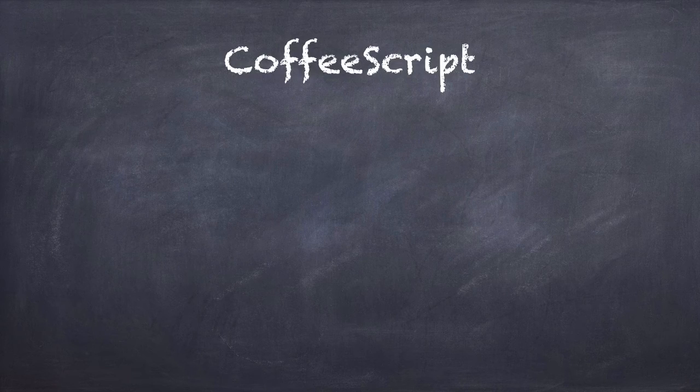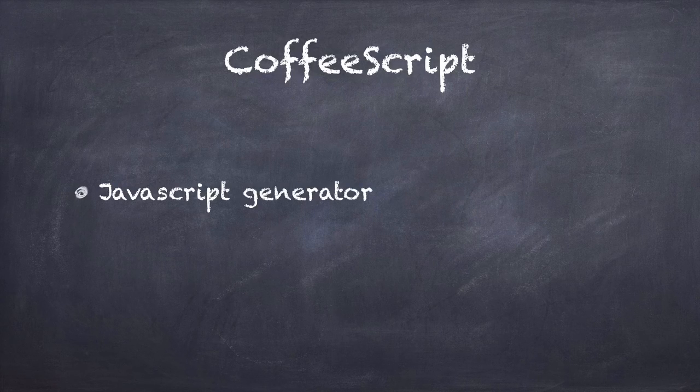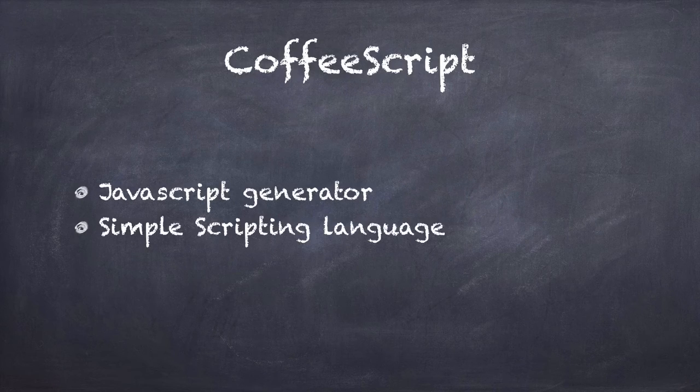Just figure out, take a look at them. We're going to talk about them a little bit. You take a look and see if they really will work for you. So CoffeeScript is our first one. It's a JavaScript generator, and what that means is it's a simplified scripting language that will let you churn out JavaScript code. And this makes it easier for you to debug and maintain your JavaScript.